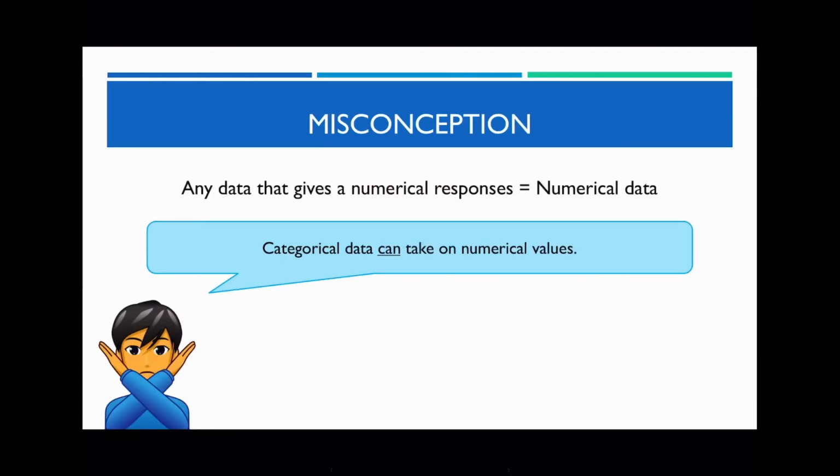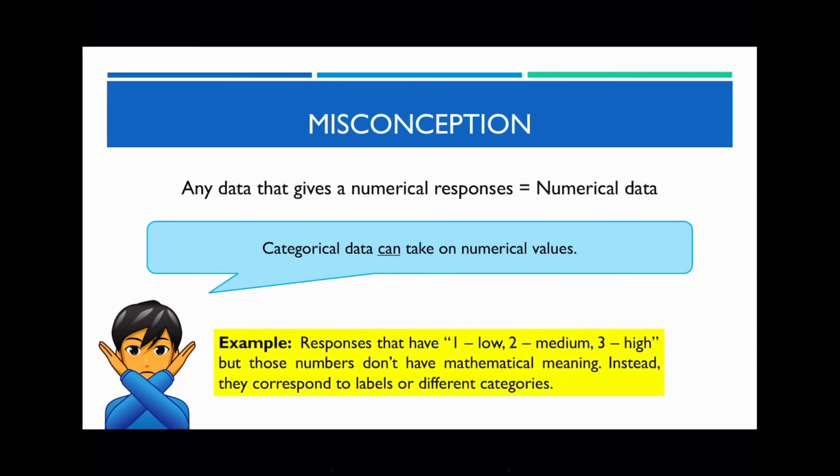Now, there's this common misconception that many students have, and they believe that any data that gives any numerical responses is equivalent to, or is an example of, numerical data. However, this is false because categorical data can take on numerical values. I'll show you an example over here to show you what I mean.